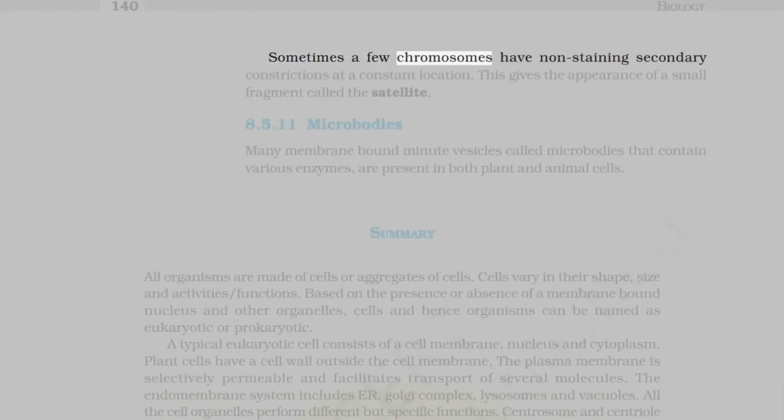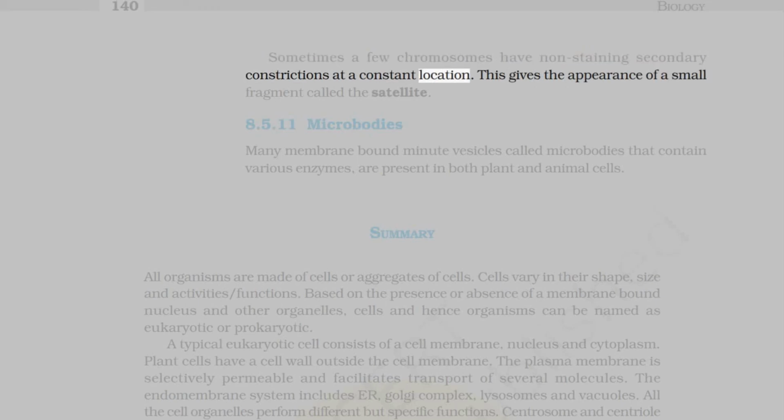Sometimes a few chromosomes have non-staining secondary constrictions at a constant location. This gives the appearance of a small fragment called the satellite. Microbodies. Many membrane-bound minute vesicles called microbodies that contain various enzymes are present in both plant and animal cells.